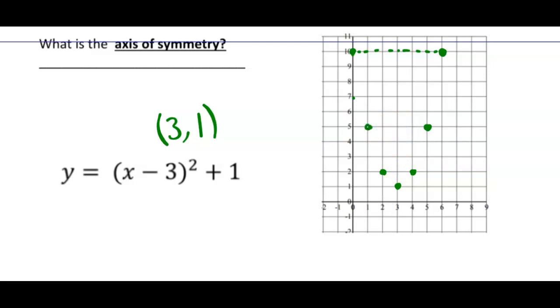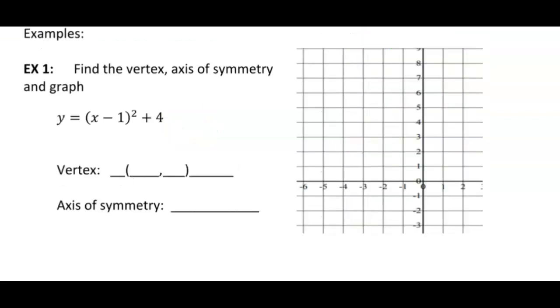Okay. Now I draw my U. Make sure that's not a V on the bottom. Make sure it's a U. Okay? Here we go. Let's do one more example. And I am looking at example number 1.